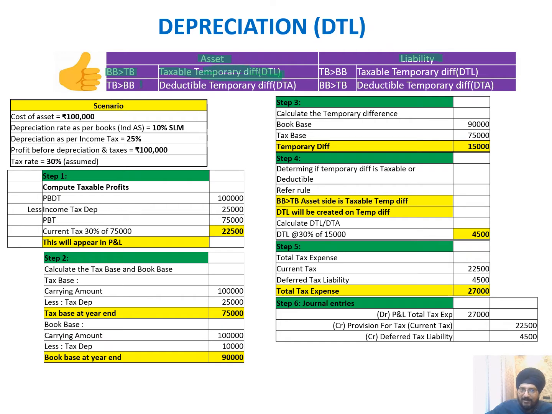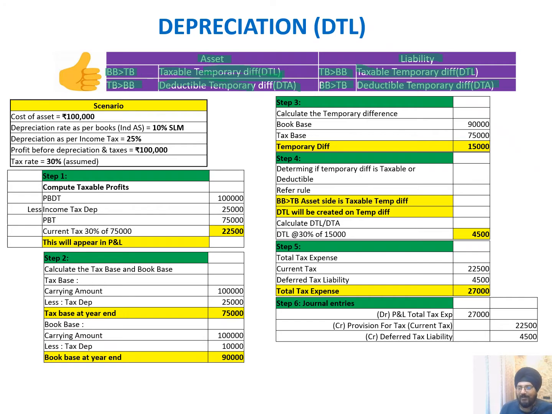But if my tax base is more than book base, then it is a deductible temporary difference on which we have to create DTA. So this is the thumb rule on the asset side. On the liability side, if my tax base is more than the book base, then it is a taxable temporary difference, which is DTL, and if my book base is more than tax base, then it is a deductible temporary difference. This is the thumb rule when we are talking about the creation of the DTA and DTL. So we are clear on when we are creating the DTA and DTL.